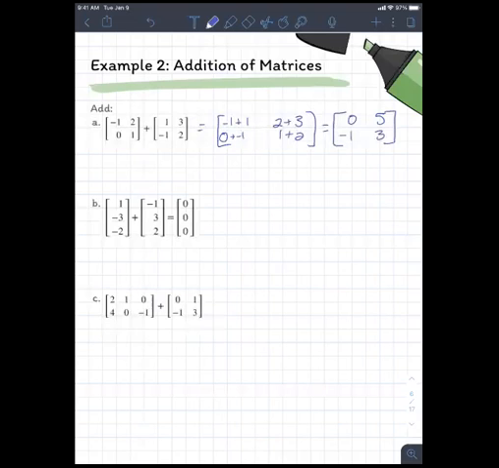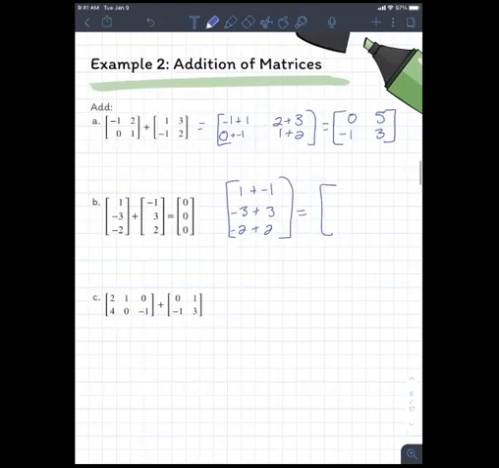Cool? So like I said earlier, you can literally go to the Desmos calculator. You could type it in exactly like that and it will give you the answer. But for adding and subtracting, it's going to be less work to just add or subtract because you could do that in your head. For the second one, again, I didn't mean to include the answer there, but if we were doing the work, it would be 1 plus -1, -3 plus 3, and -2 plus 2. And that's how we got that answer of 0, 0, 0.